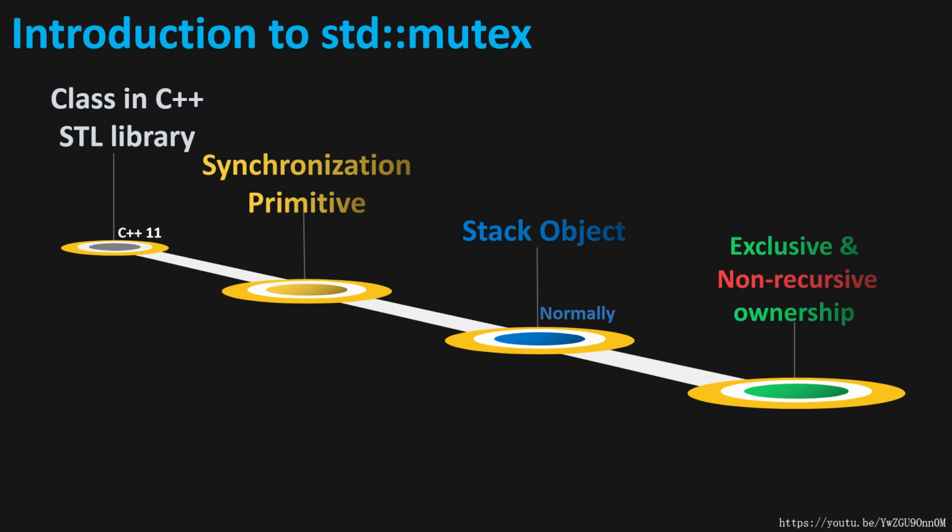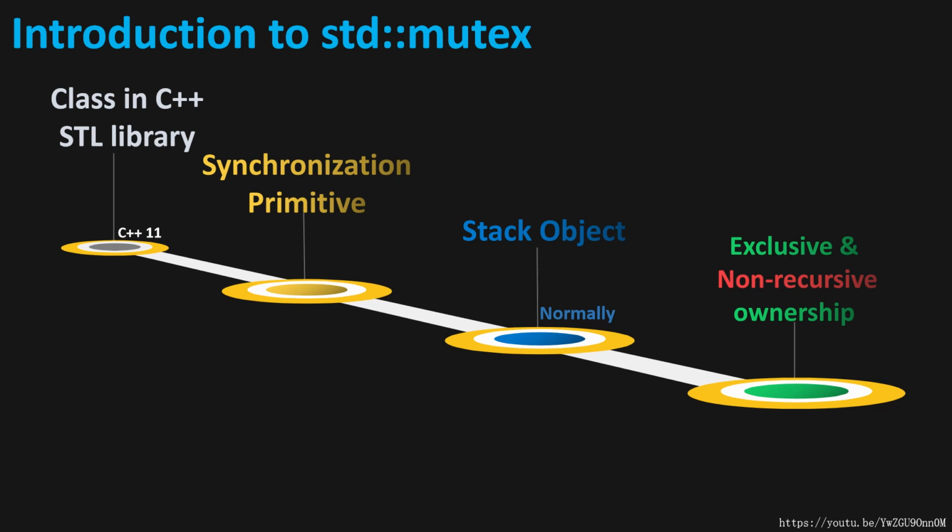std mutex is a class which is available in the STL library from C++11 onwards. It is primarily used as a synchronization primitive for inter-thread data synchronization. In almost all cases, std mutex objects are created as stack objects, thus ensuring automatic destruction when the scope goes out.